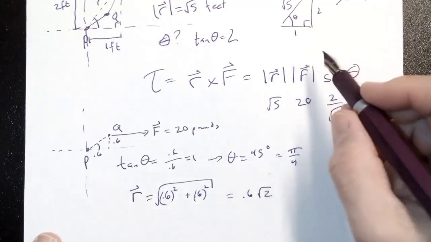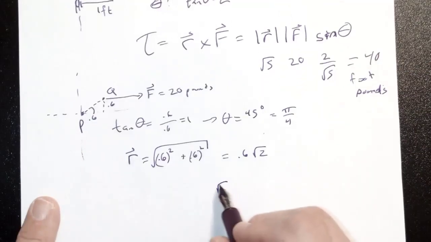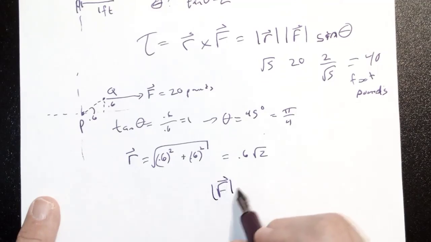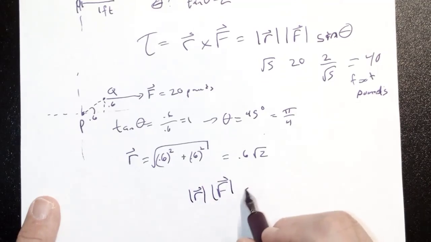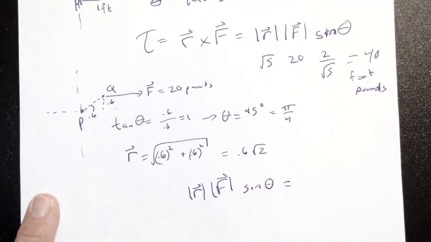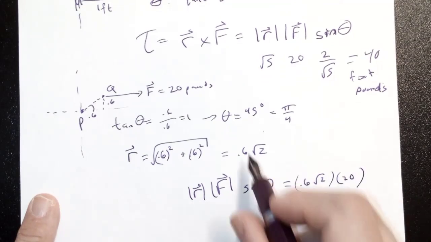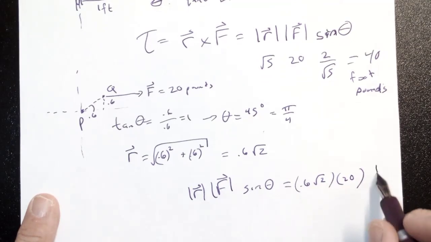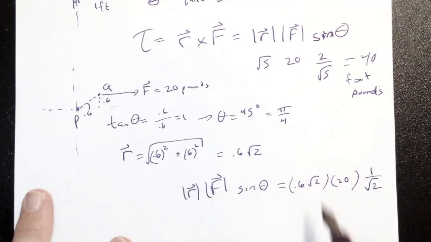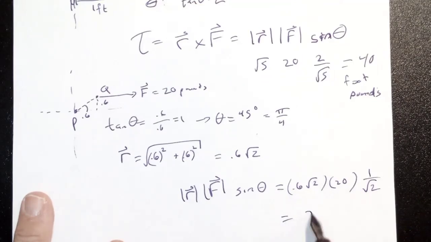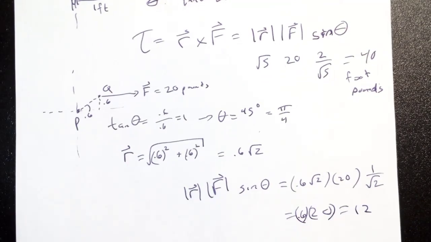And now I can do the exact same thing. Force, radius, sine theta. Radius is now 0.6 root 2. Force is still 20. Sine of 45 degrees. Cancel, cancel. 0.6 times 20 is 12. So in spite of the fact that this was a Calc 3 question, it was really a trig question.